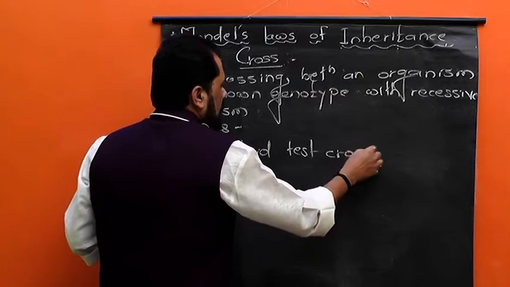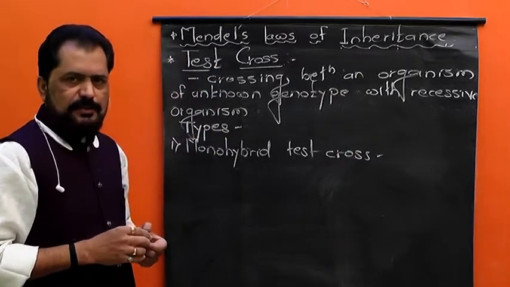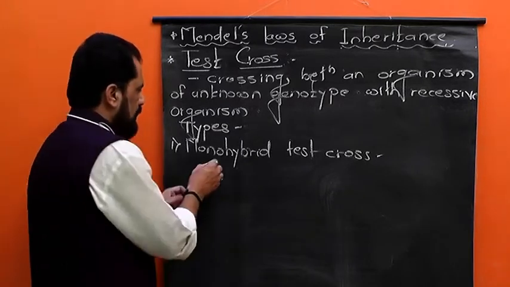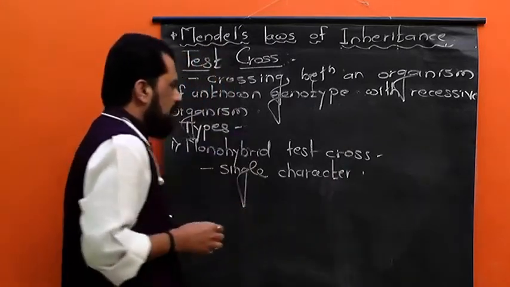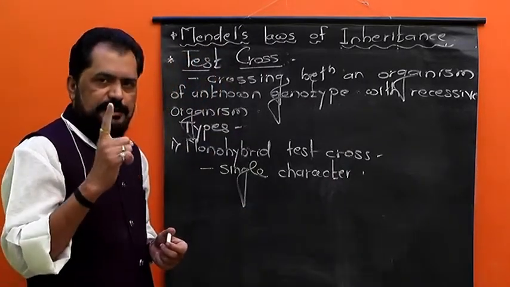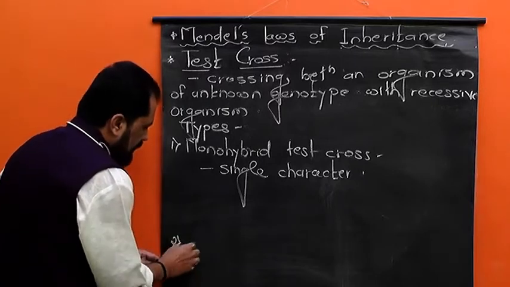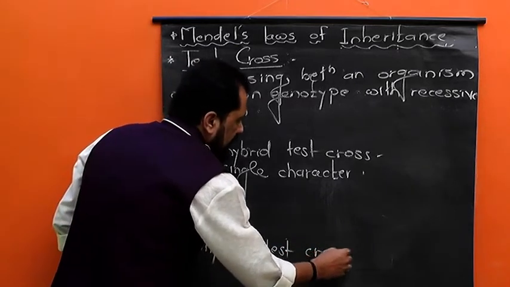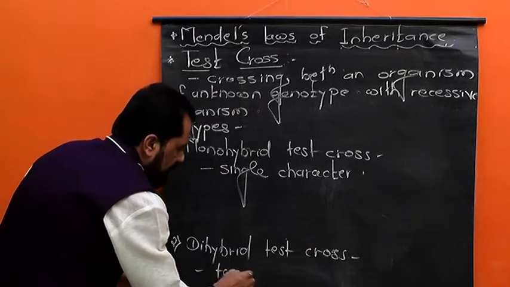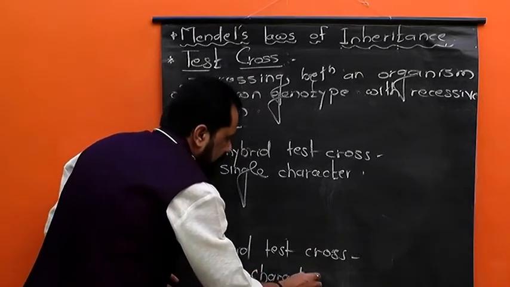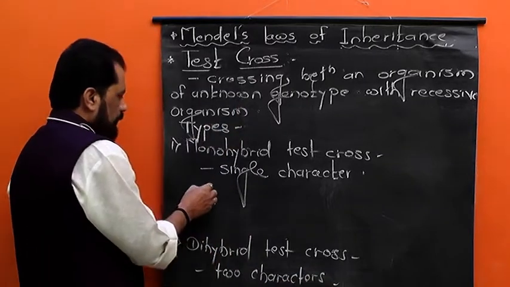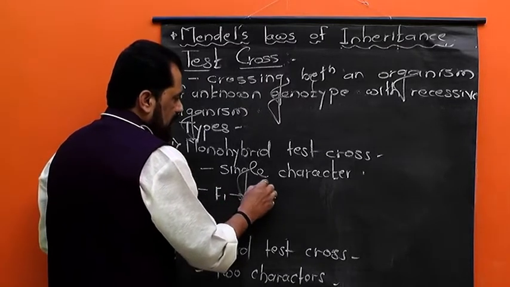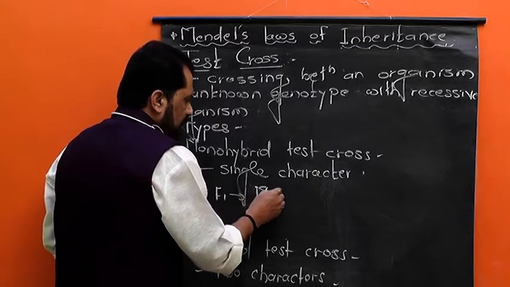Very simple. Monohybrid test cross means what? It is the test cross in which only inheritance of a single character is considered, while dihybrid test cross means it is the test cross in which two characters are considered simultaneously. Now, the ratio obtained during monohybrid test cross in F1 individuals is called the monohybrid test cross ratio.